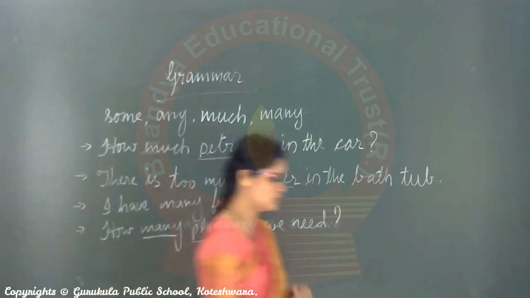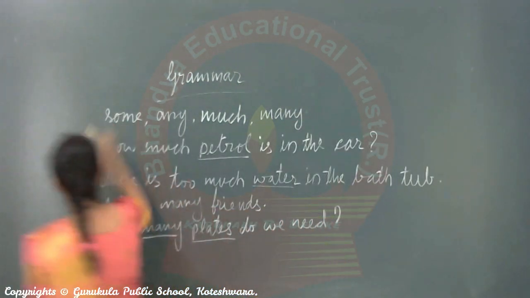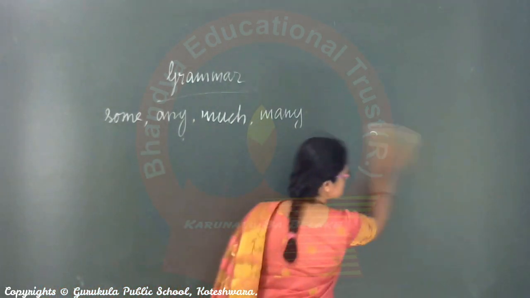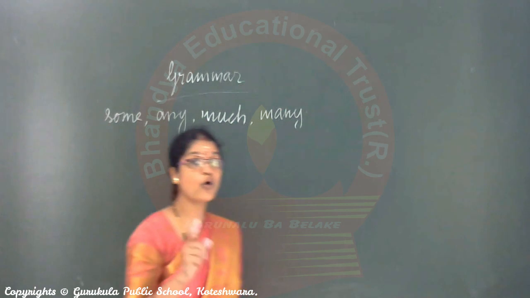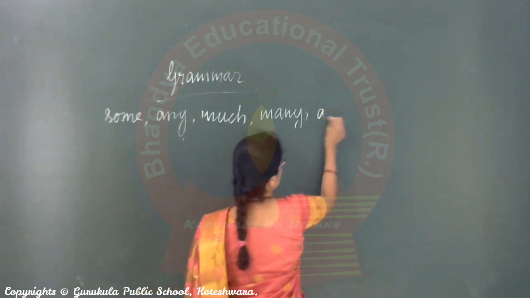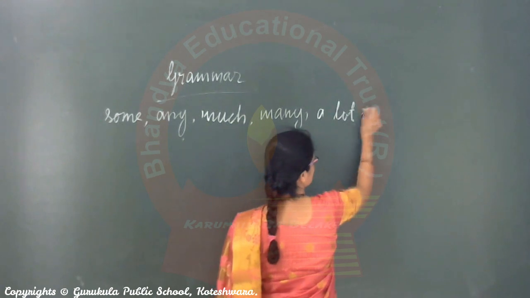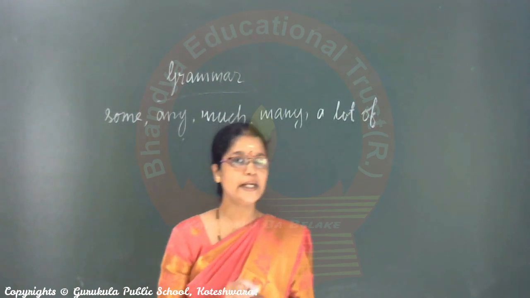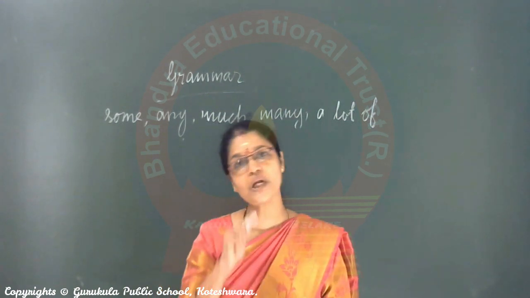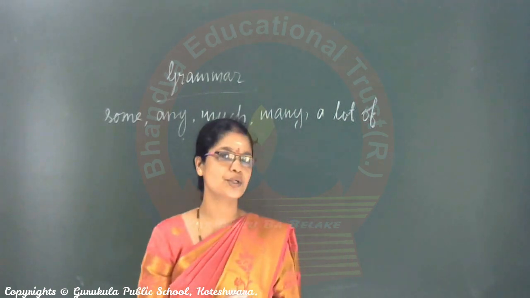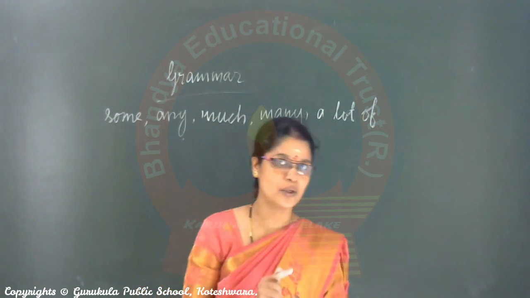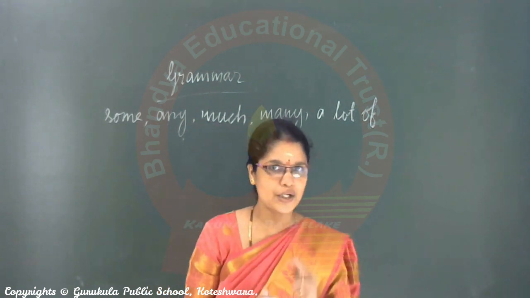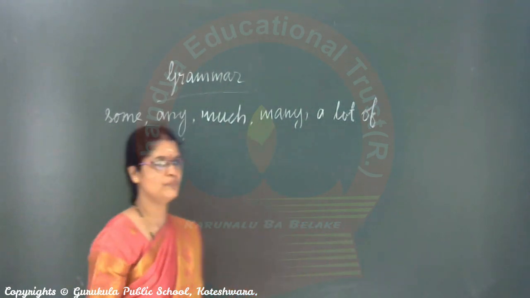Clear? Yes. Next word, a lot of. Where should we use a lot of? We use a lot of before uncountable nouns and before countable nouns, but this countable noun should be in plural. Understood? Yes. What's the example? A lot of.